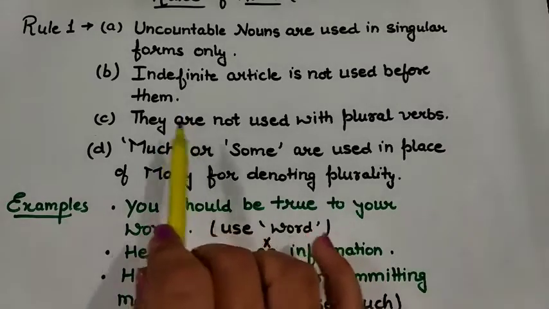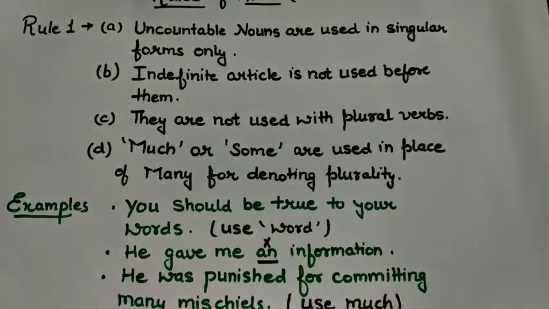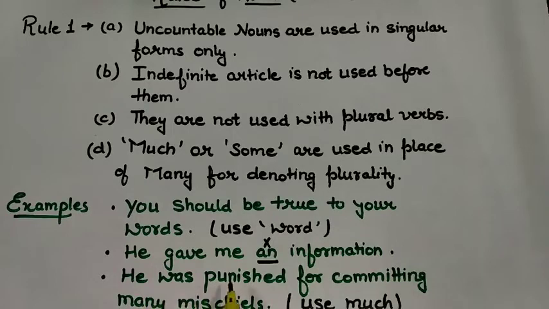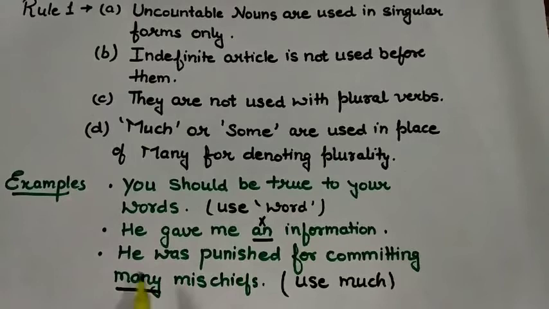Third one is they are not used with plural verbs. Means we cannot use uncountable nouns with plural verbs. And much or some are used in place of many for denoting plurality. Like, he was punished for committing many mischiefs. At place of many, we should use much. So, the correct sentence will be, he was punished for committing much mischief.